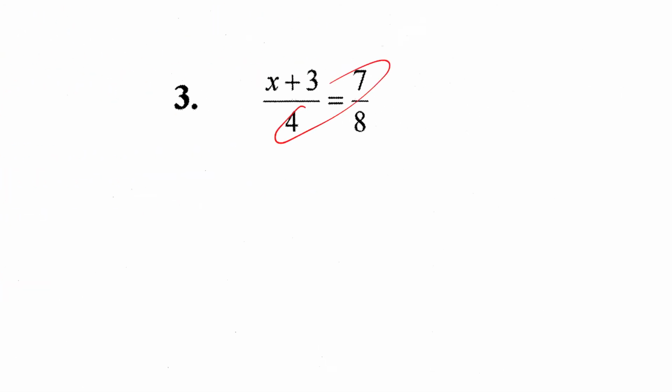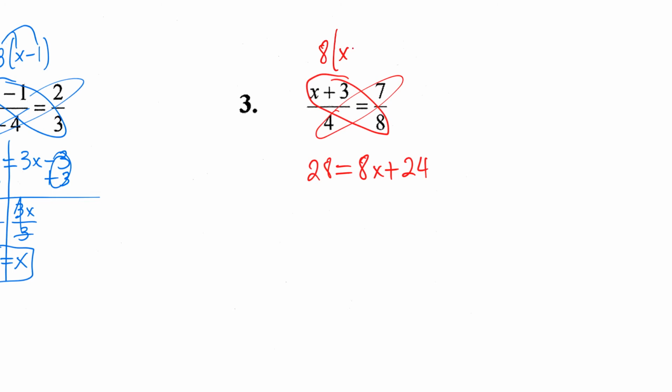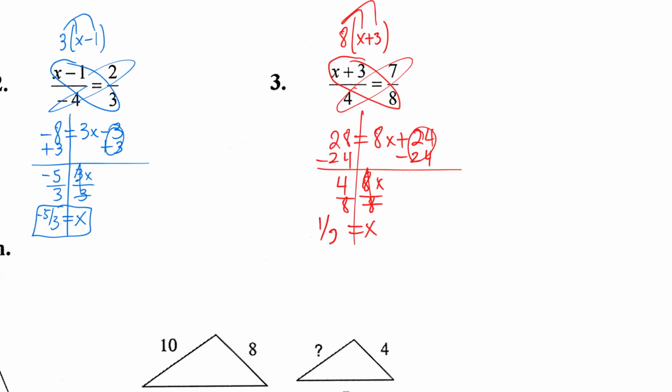Okay, number 3. What's 4 times 7? It's 28. Put the equal sign, multiply on the other side here on the other wing. What's x plus 3 times 8? 8x plus 24. Remember, you got to distribute. The 8 has to get multiplied times each piece up there. 8x and 24. All right, subtract 24. This zeroes out, you get 4 here, you get 8x here, divided by 8. And 4 divided by 8 is 1/2, or 0.5.